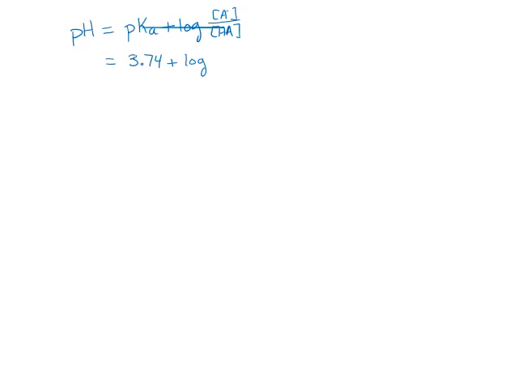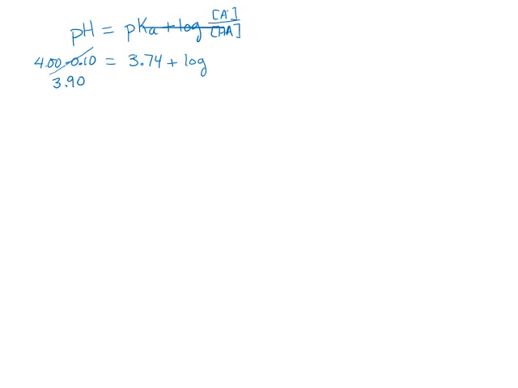And our original pH of our buffer was 4, but now we're trying to decrease it by 0.1 units. So we're going to end up with 3.90 as the pH of our buffer.